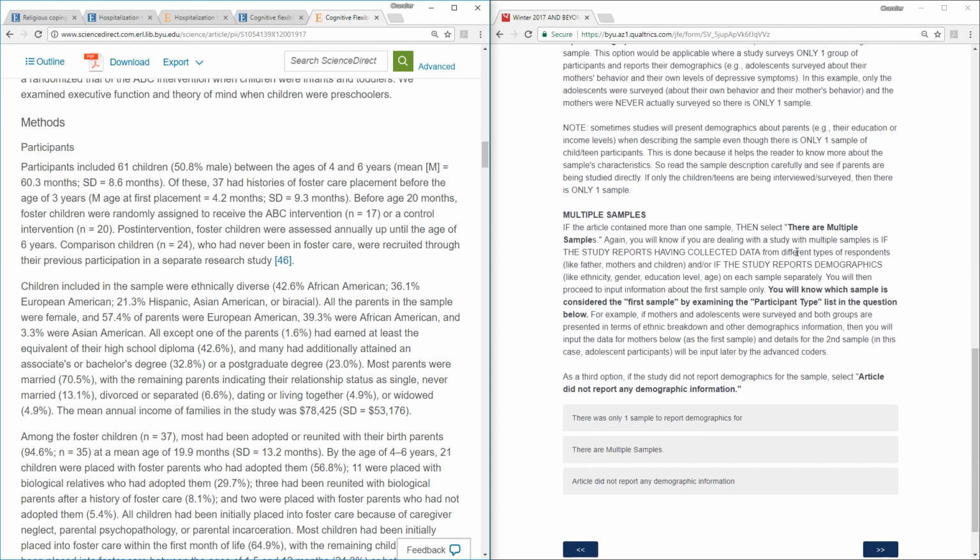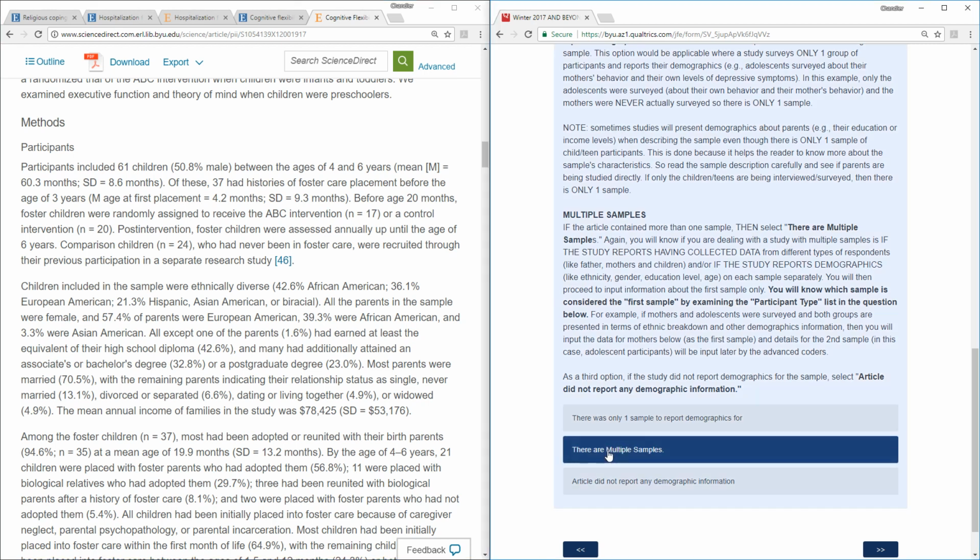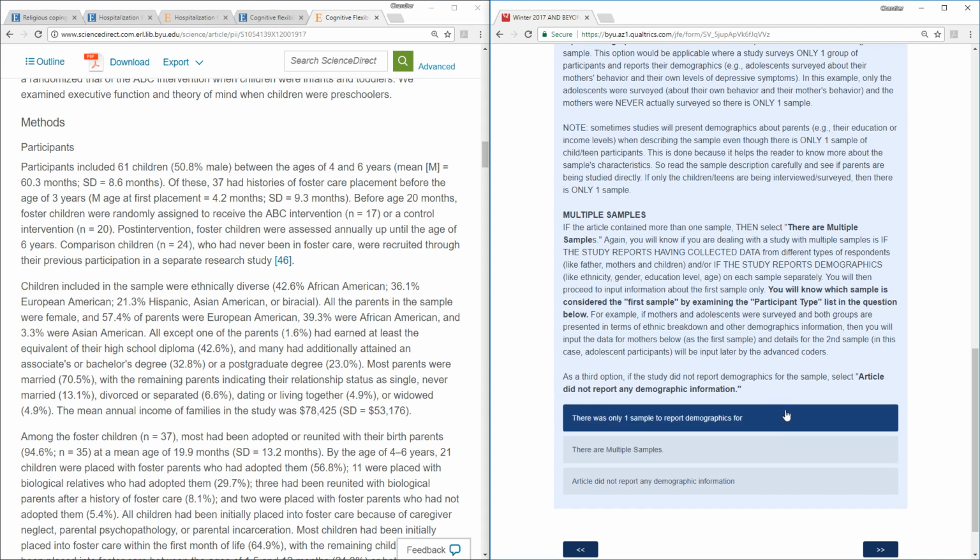So in articles that have multiple samples, we will select there are multiple samples. Again, for our religious coping article, we only have one sample to report demographics for, and then we go on to select participant type. In the rare case that there is no demographic information listed, we will select this option.